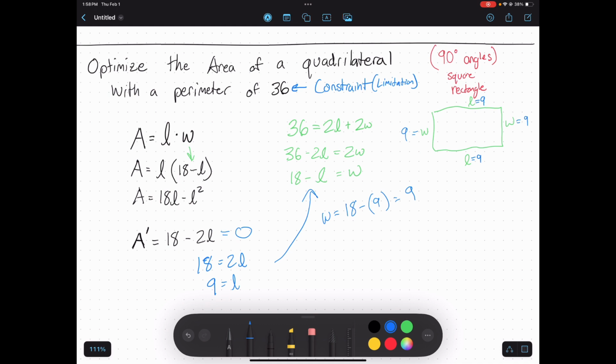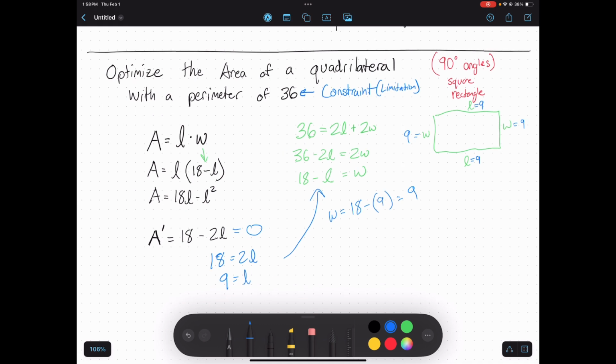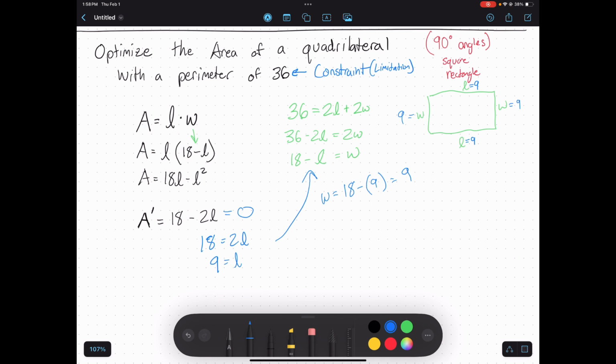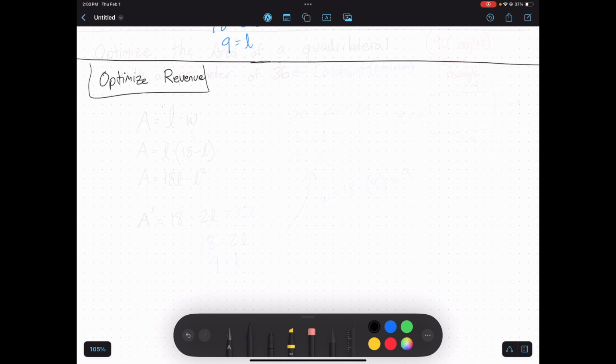Okay. Pretty cool. So a lot of the problems that you're going to see on the homework are similar to this one, where if you try and take the derivative right from the very start, you're going to have multiple variables that you're dealing with. And in order to overcome that, you need to use your constraints to get it all in terms of one variable. Okay. Go ahead and pause the video. You can try a few more problems, and then I'll go through a more complicated one.